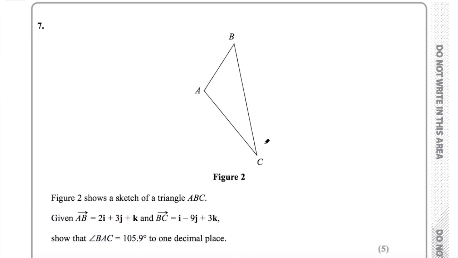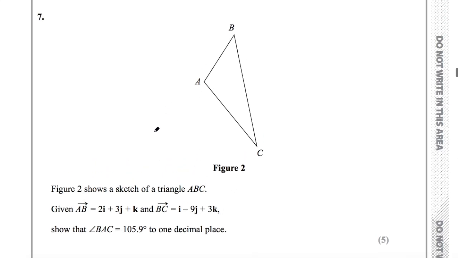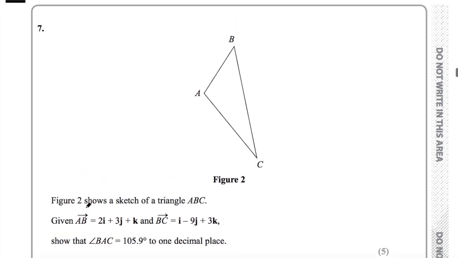Question 7 says, figure 2 shows a sketch of a triangle ABC. Given the vector AB equals 2i plus 3j plus k and BC equals i minus 9j plus 3k, show that angle BAC equals 105.9 to 1 decimal place. Right, so here we are given these lengths in terms of vectors. Remember, i, j, and k are just unit vectors. They are the unit vectors of the Cartesian coordinate system.